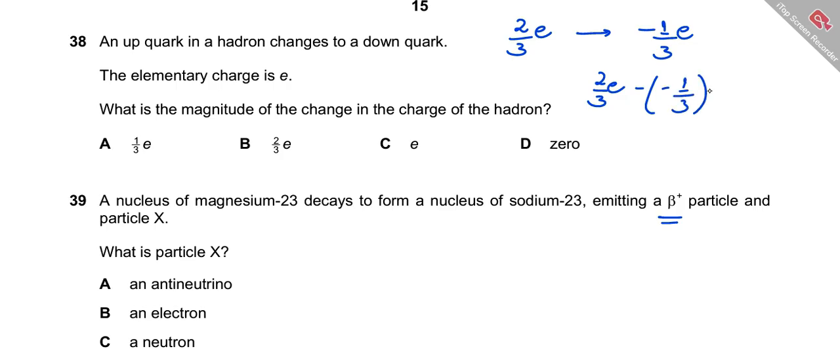Minus 1/3 E. This eventually gives us plus, and E is common anyway. 2 plus 1 gives us 3 over the common LCM, which is 3. These get cancelled and we are left with E. So option C is the correct option in this case.